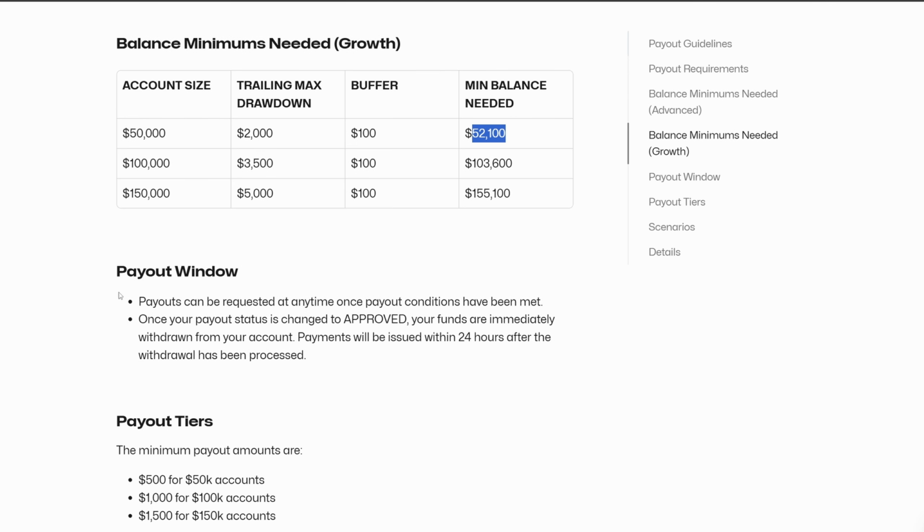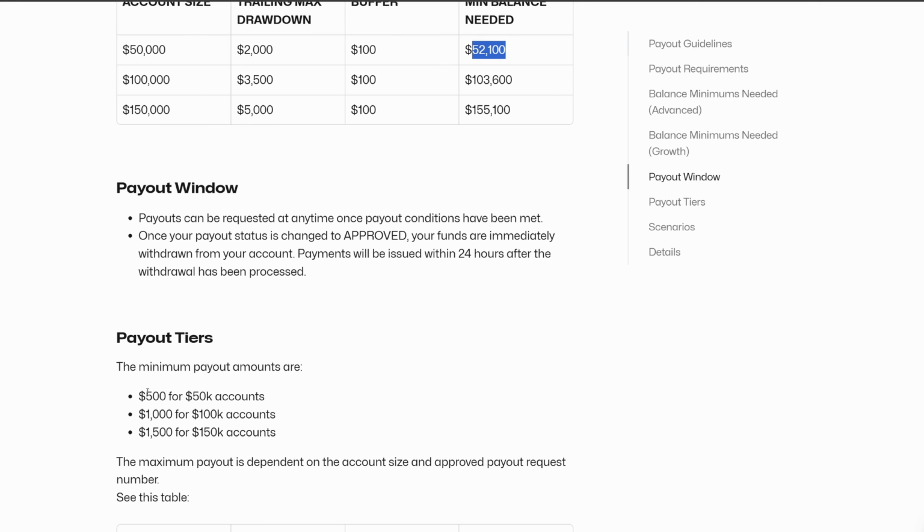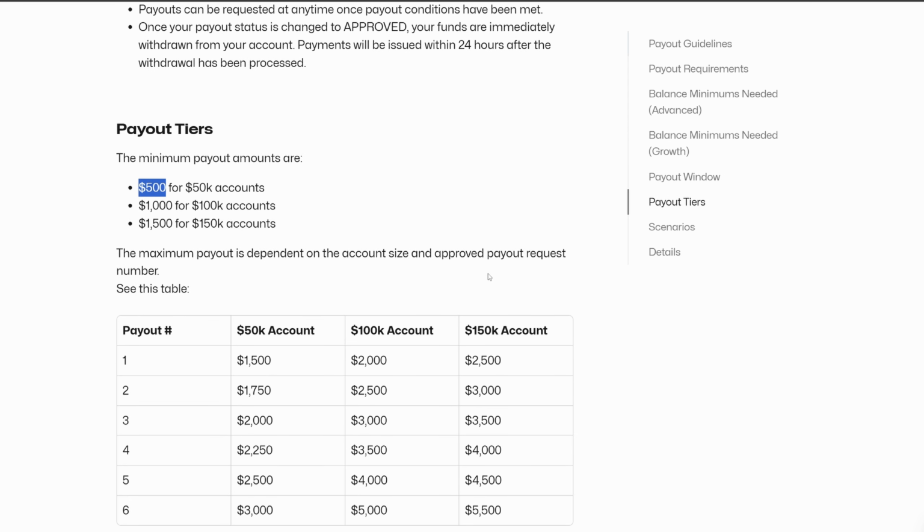Now, something that Tradeify has done recently, they've gotten rid of the payout windows. So you can request your payout anytime once you've met those requirements. Now, if we look at the minimum payout amounts, the minimum you can request in the 50K account is going to be $500. If we look at the maximum payout amounts, for the first payout in the 50K account, you can take out a maximum of $1,500. In the second payout, you can take out $1,750. The next ones are $2,000, $2,250, $2,500, and $3,000. So each time you're able to take out more and more money.